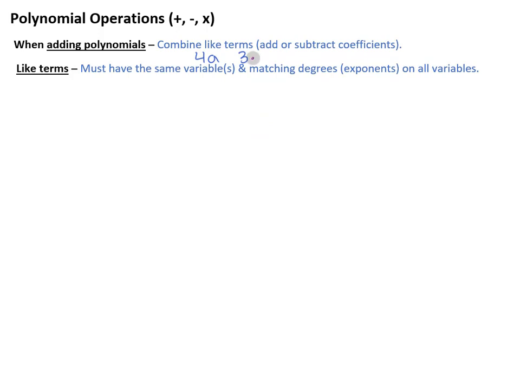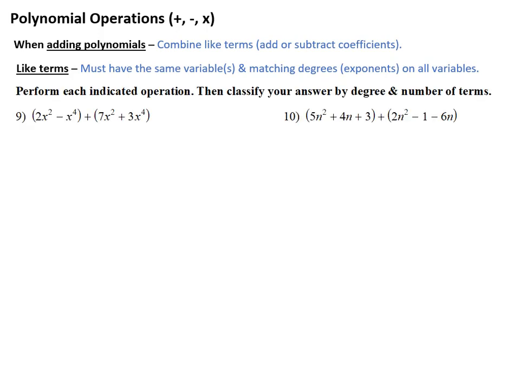So not only would they have to have the same variable, like 3a and 3a, but if this one is squared and this one is to the first power, they are still not like terms. They also have to have matching degrees on all variables. So if this is squared and this is a to the first, these are not like terms. We cannot add them together. Okay, so it has to be the same variable and the same exponent. And if that's true, they're like terms, and then we just add the number in front, which is how many of those we have. Okay, so let's take a look at a few examples here.